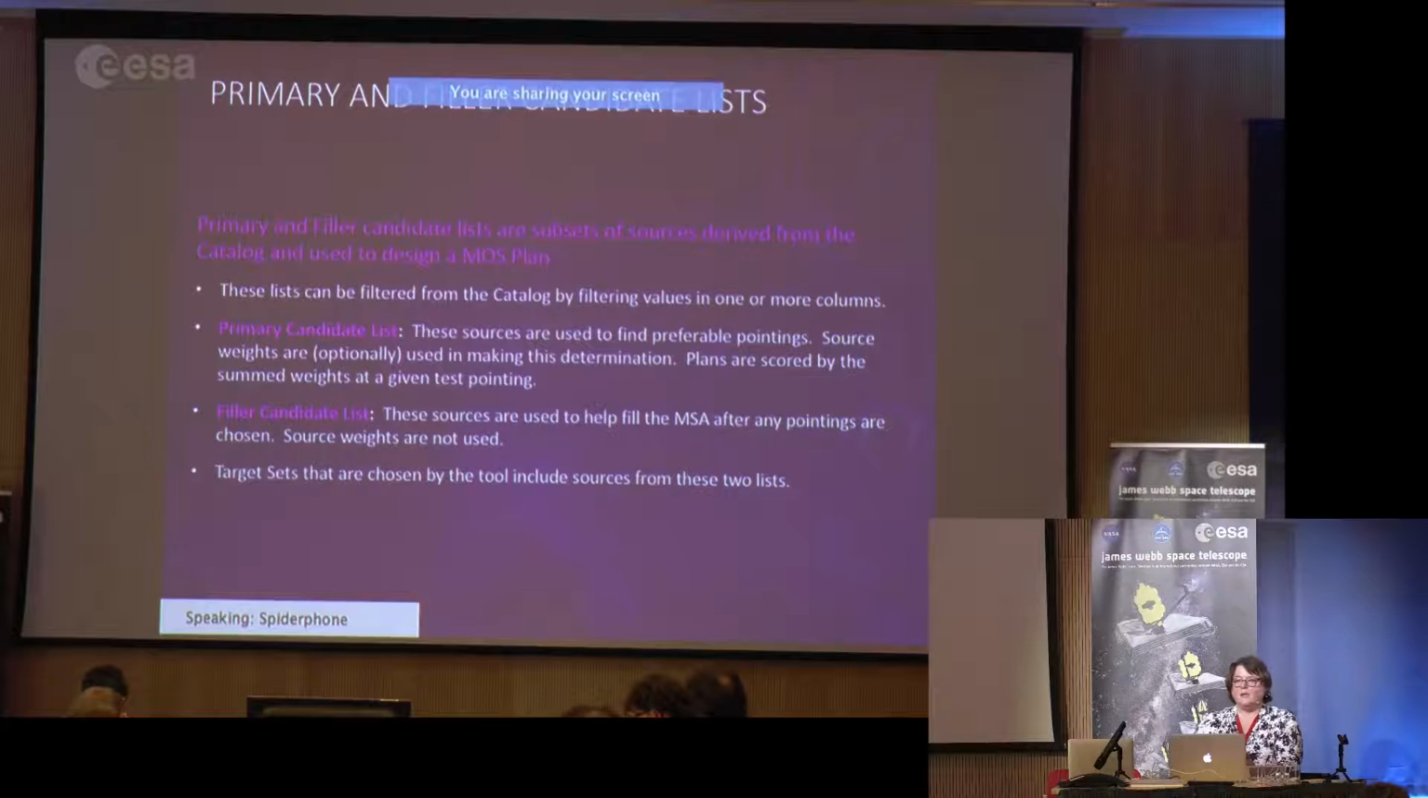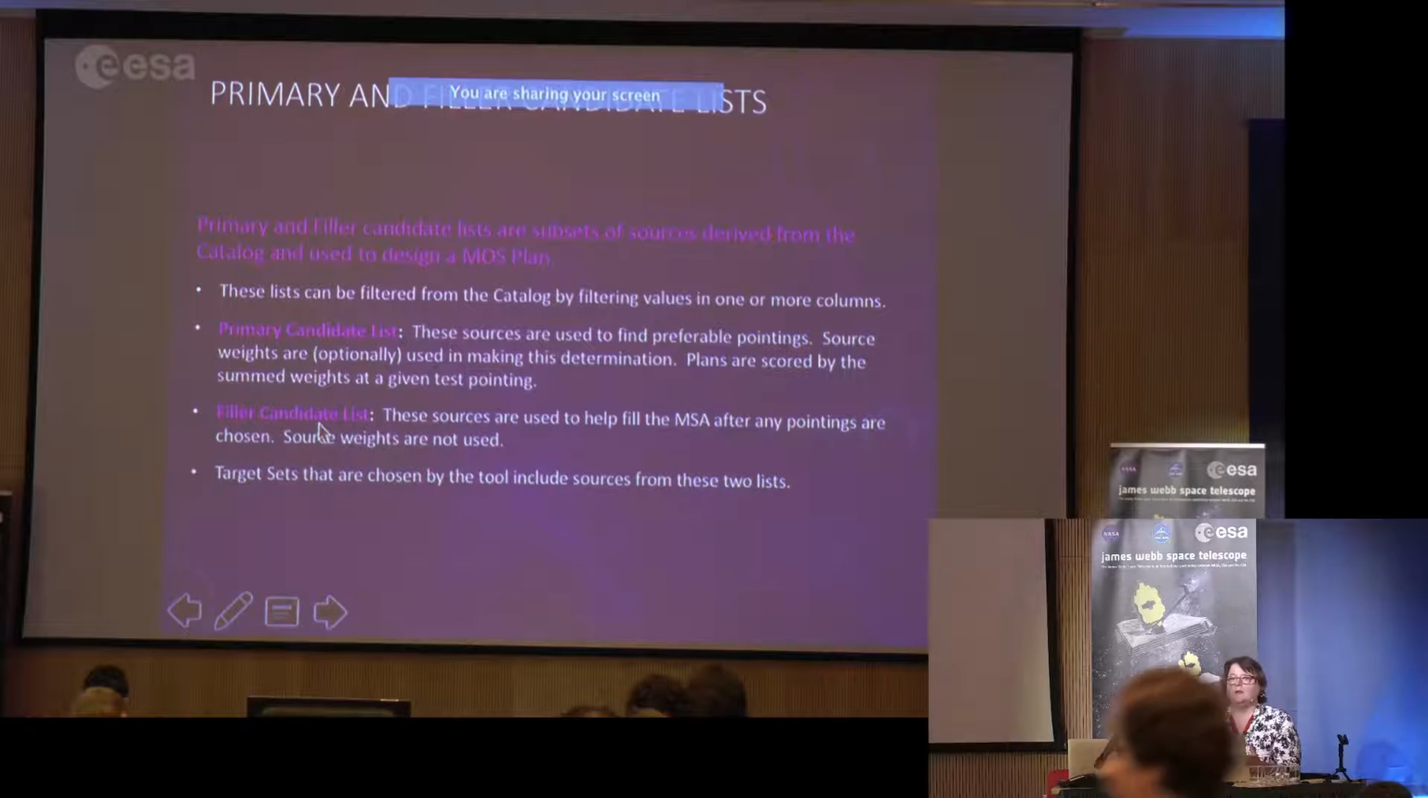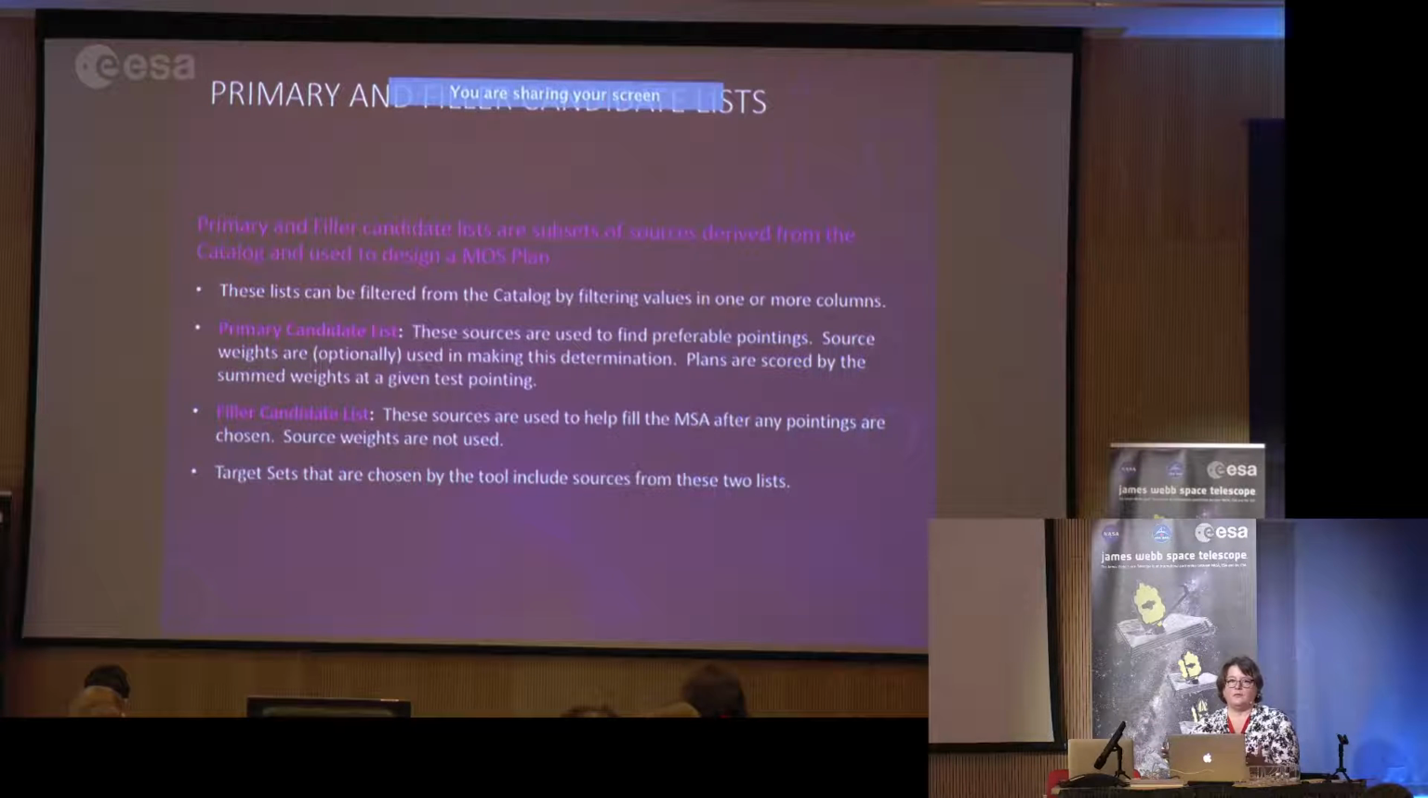Okay, so again, the primary candidates are simply your favorite sources that you want to observe, weighted accordingly within that list. The filler candidates are used to fill up the regions of the MSA that were not otherwise used by those primary candidates. It's to basically improve the efficiency of your observations. But the target weights for the fillers are actually not used. So if there's anything that you really want, it better be in the primary list with an appropriate weight. Okay.